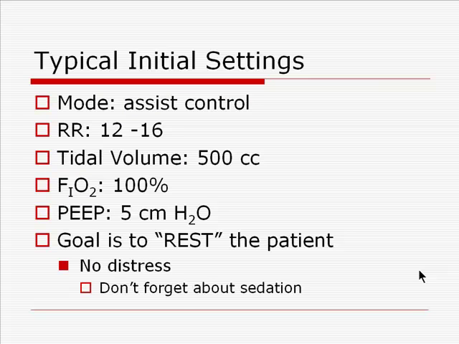So if you began all adult patients on assist control, a rate of 12, a tidal volume of 500 with an FiO2 of 100% and 5 of PEEP, it would be a reasonable place to start, recognizing that your primary goal is to stabilize the patient and rest the patient, minimizing the work of breathing, as assessed by looking at the patient and identifying a patient who is not in distress, which highlights the importance of not forgetting about sedation.